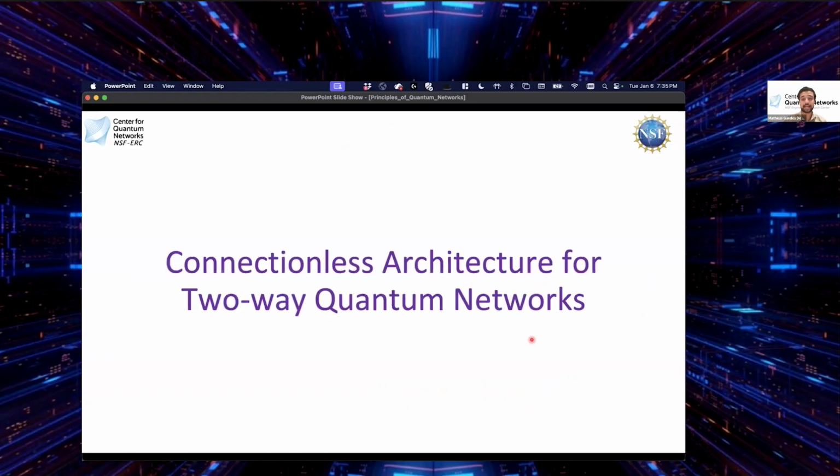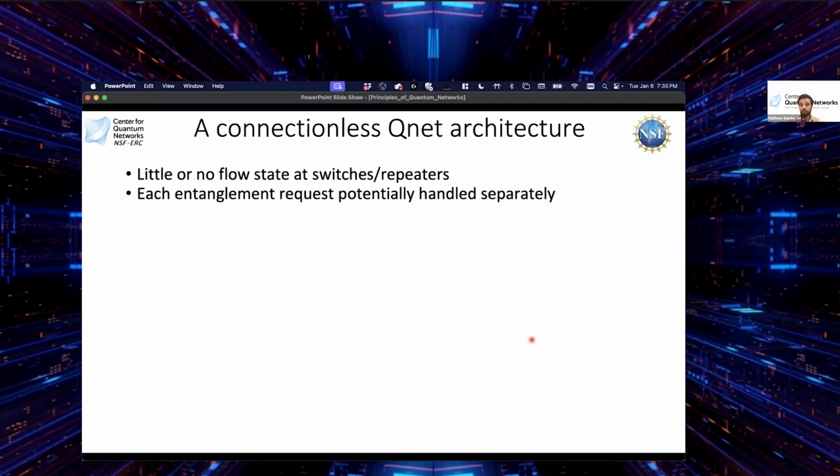All right, and now I guess after this, we are ready to discuss a connectionless architecture for two-way quantum networks. Well, a connectionless quantum network architecture would relate to an architecture that requires pretty much little or no flow state at the quantum switches and quantum repeaters. Essentially, you might have the case that each entanglement request, the request for generating end-to-end entanglement, can potentially be handled separately by the network, even if that request comes from the same end-to-end pair of users.